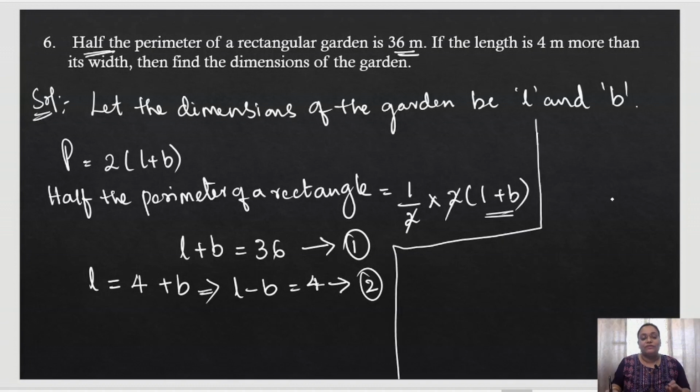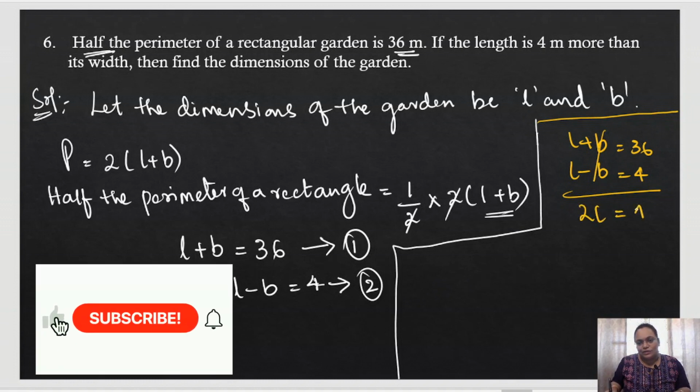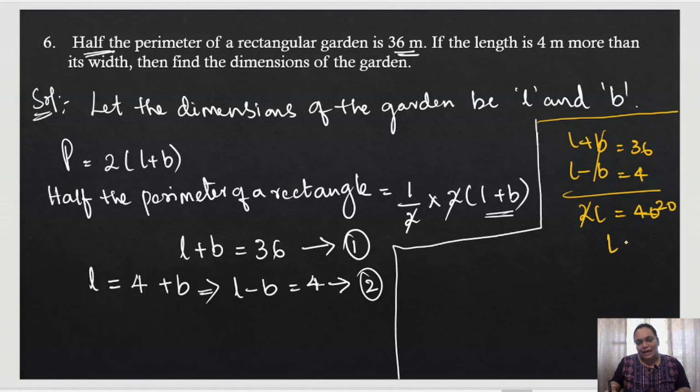Okay. So if they ask the same question for 2 marks, how will you do this? We have got the two equations, right? L plus B is equal to 36 and L minus B is equal to 4. So from here B and B will get cancelled. You will get 2L is equal to 40. So L is equal to 20. Okay, length is equal to 20.